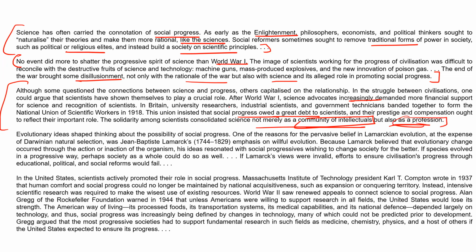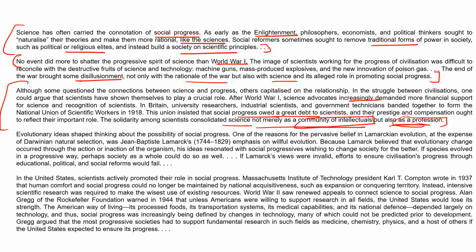So this passage talks about what role science has played in social progress since the age of Enlightenment, and there was a disruption in that idea after World War I. However, scientists and other people, they reinforce the idea that science equates truly to social progress, and therefore scientists should be recognized. So science then became not just a profession, but also a community of intellectuals.